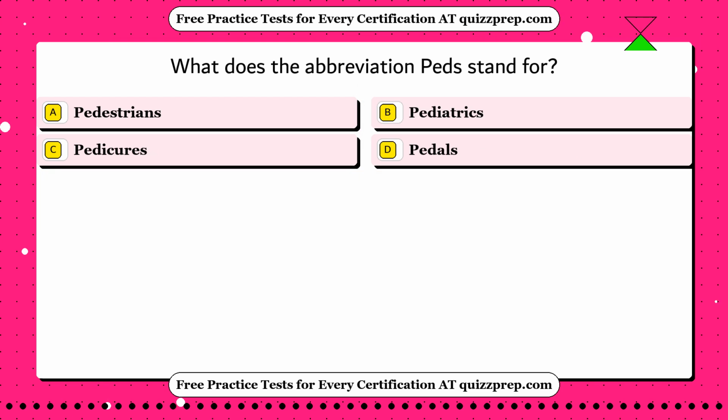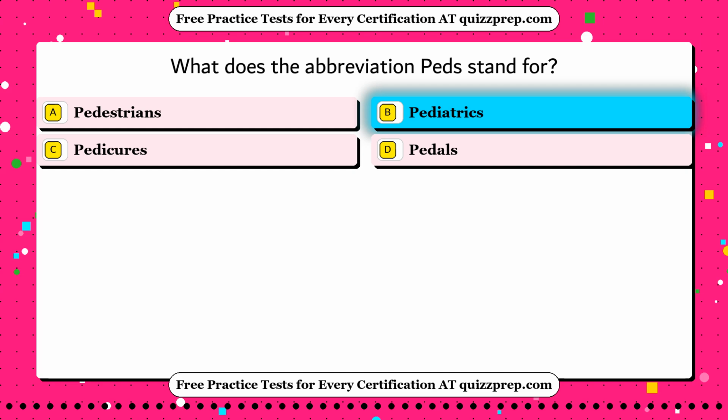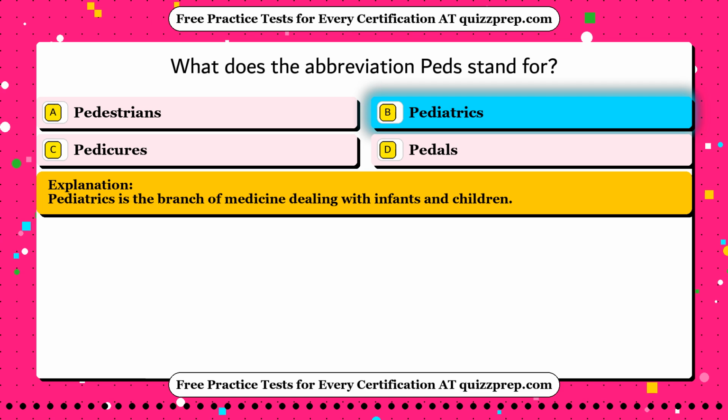Question 88. What does the abbreviation PED stand for? Option A, pedestrians. Option B, pediatrics. Option C, pedicures. Option D, pedals. The correct answer is option B, pediatrics. Pediatrics is the branch of medicine dealing with infants and children.